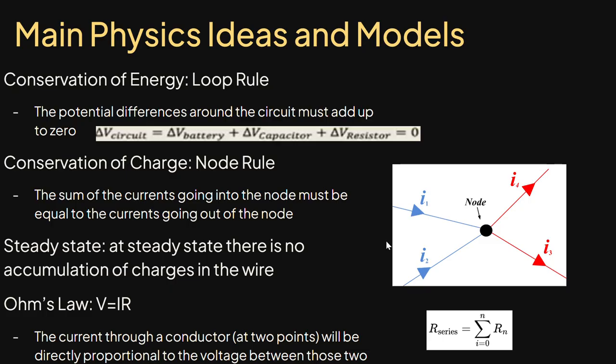Main physics ideas and models. So first, conservation of energy. So loop rule. The potential difference around the circuit must add up to 0. So you just sum up all the elements and their potential differences. Also, conservation of charge or node rule. So the sum of the currents going into the node must be equal to the sum of the currents going out of the node. Also, at steady state, there should be no accumulation of charges inside the wire. Also, Ohm's law, V equals I times R. So the current through a conductor at 2 points will be directly proportional to the voltage between those 2 points.